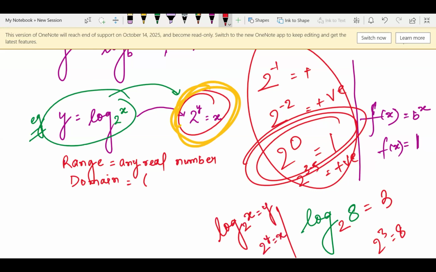By looking at the second format, the yellow colored circle part, we are deciding what x can be. We came to the conclusion that x will be positive. Will it be 0? No. So the domain of a logarithmic function will be all positive real numbers.